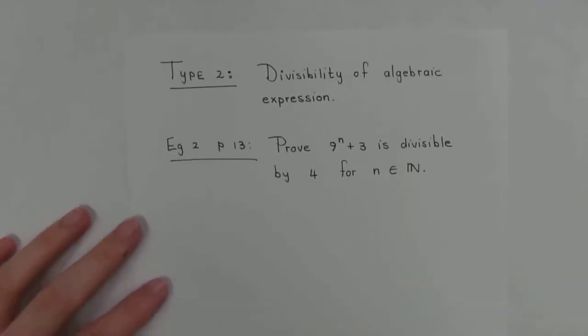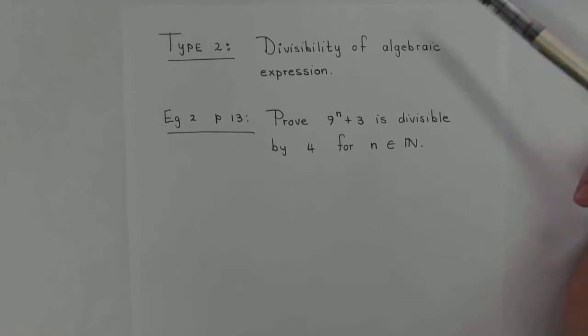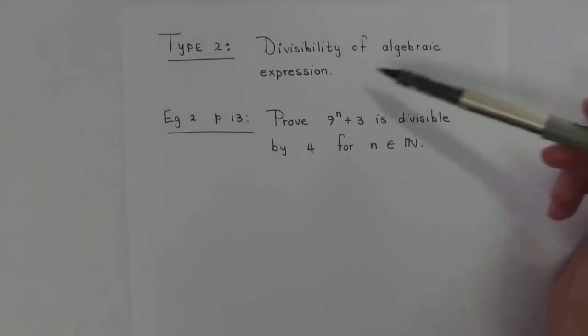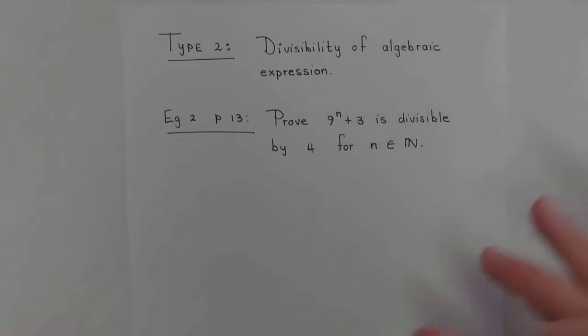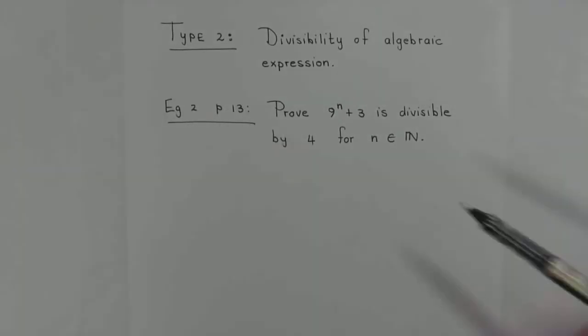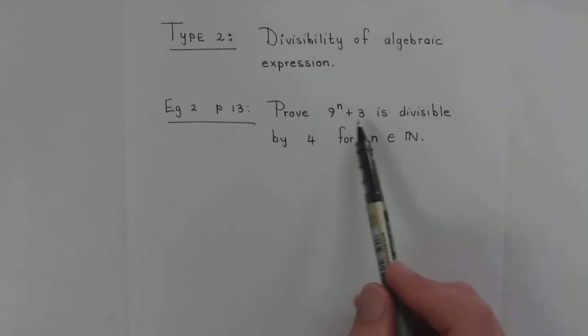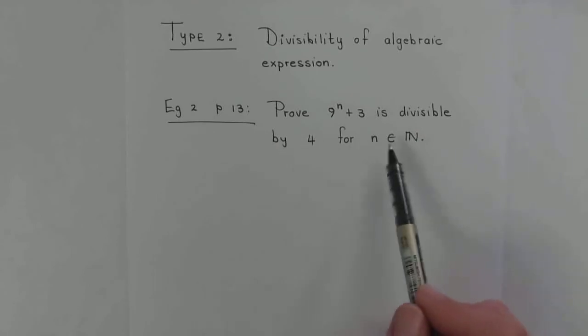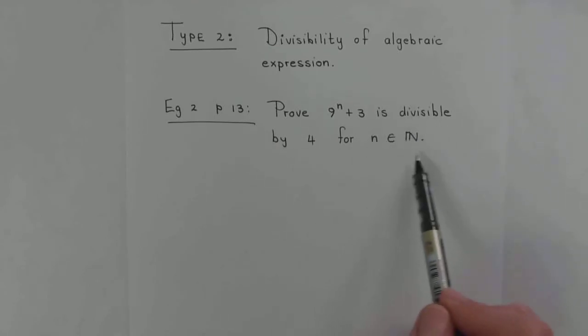Okay, so that was then the last example of this particular type. And like I said, this particular type is called sequences and series types. Now, the next type, and luckily these are the only 2 types that you have, is the divisibility of algebraic expressions type. So we're going to start this one by looking at the textbook, example 2 on page 13, where they say prove that the expression 9 to the power of n plus 3 is divisible by 4 for n an element of all the natural numbers.